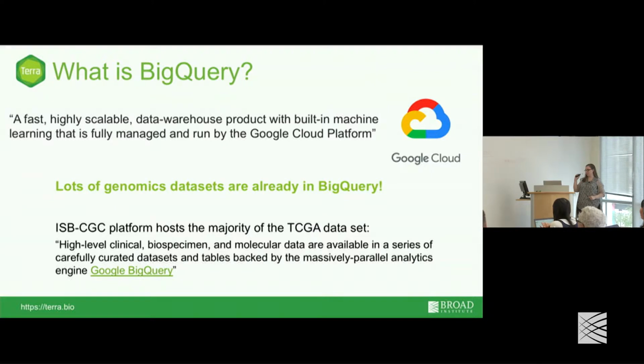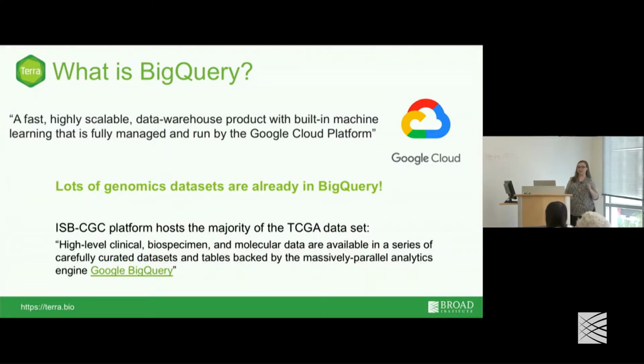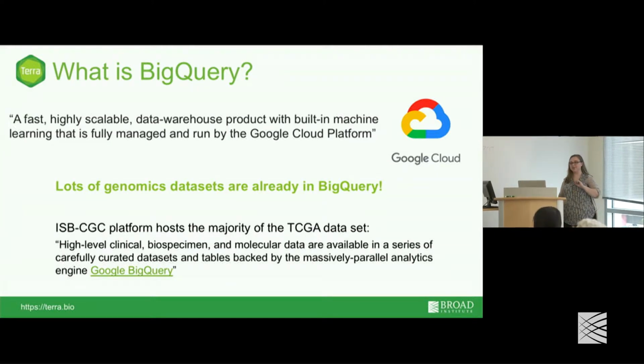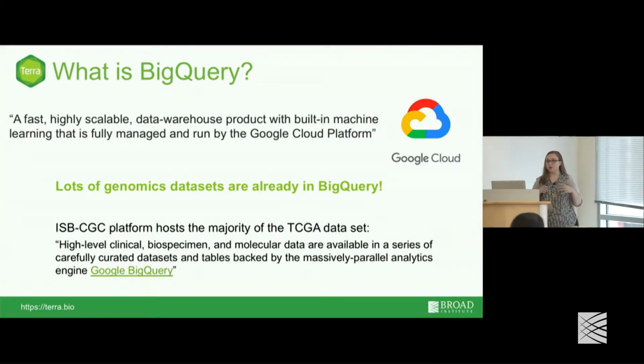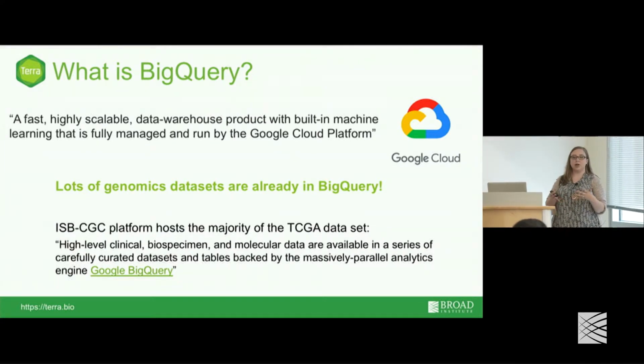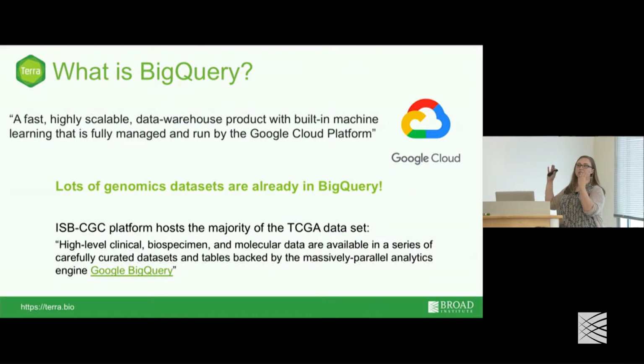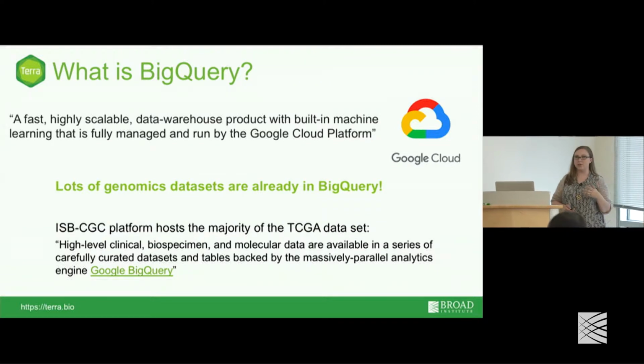So Google Cloud put out a statement that BigQuery is a fast, highly scalable data warehouse product with built-in machine learning that is fully managed and run by the Google Cloud Platform. So what that means is it's the equivalent to Google Cloud Storage. So we have these storage buckets that contain all of our BAM, GVCF, VCF files. It's the equivalent to that, but for tabular data. So for any of you who may have worked with databases before, like SQL, it's a database that exists on the cloud that allows you to query that genomic data. So for example, the ISB CGC platform hosts the TCGA dataset in BigQuery. So you can access that data through BigQuery.